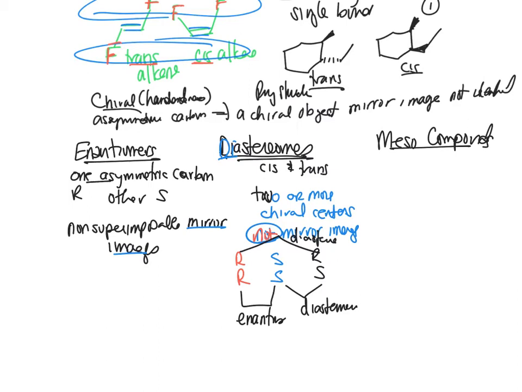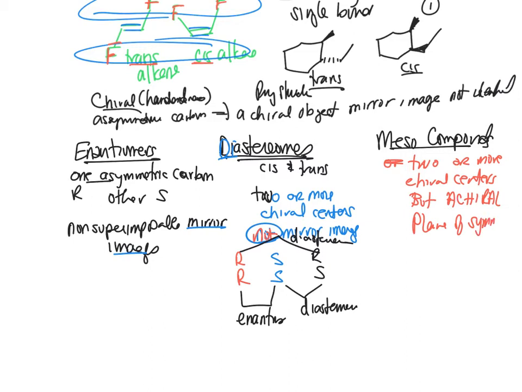Meso compounds, these basically are compounds with two or more chiral centers, but they're achiral because they have a plane of symmetry. So if a compound has a plane of symmetry, that molecule is achiral. And how is it related? That would be a meso compound. These are your definitions, and we will be looking at how to look at molecules in this model and determine how they're related to one another.